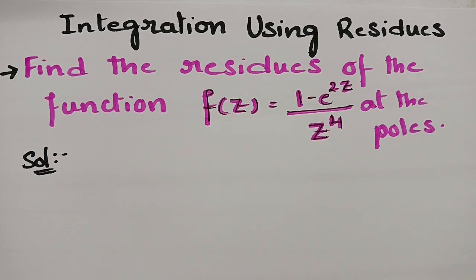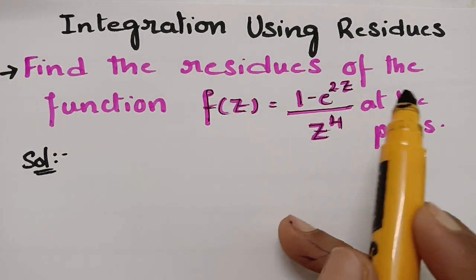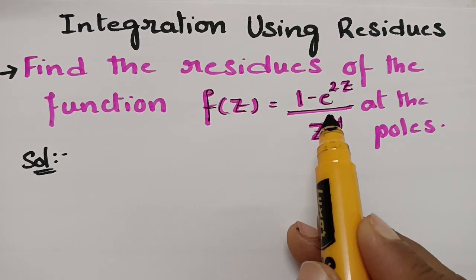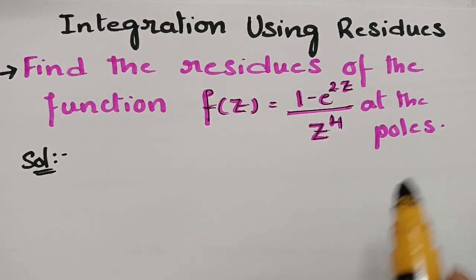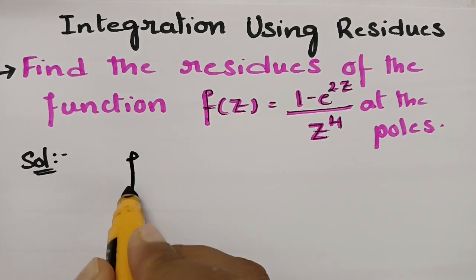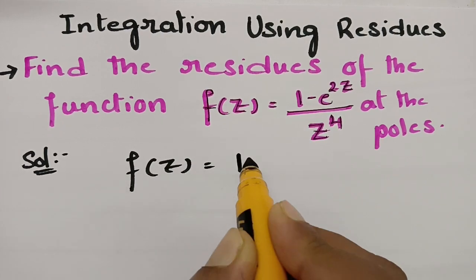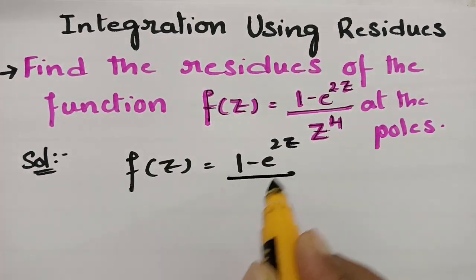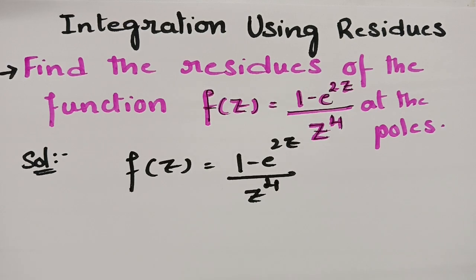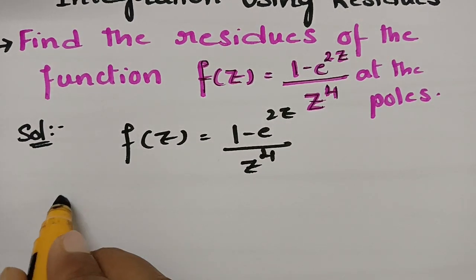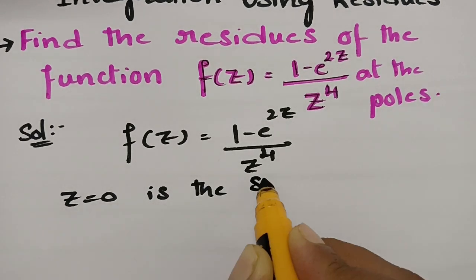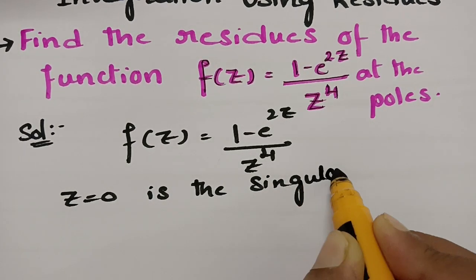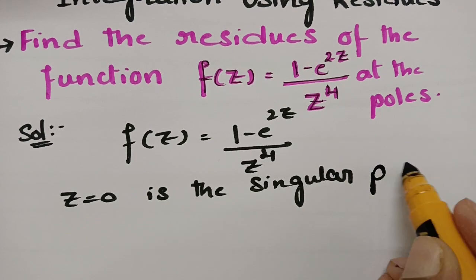Today's video is on integration using residues. In today's video, we are going to find the residues of the function f of z is equal to 1 minus e power 2z by z power 4 at the poles. It is very clear that f of z is given as 1 minus e power 2z by z power 4. So z is equal to 0 is a singular point of f of z.